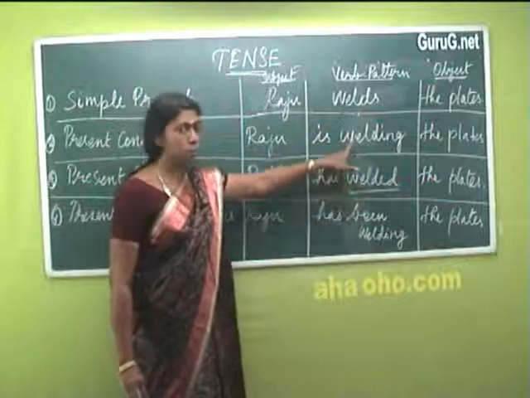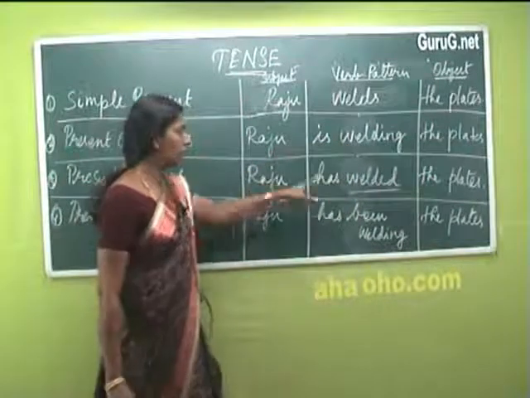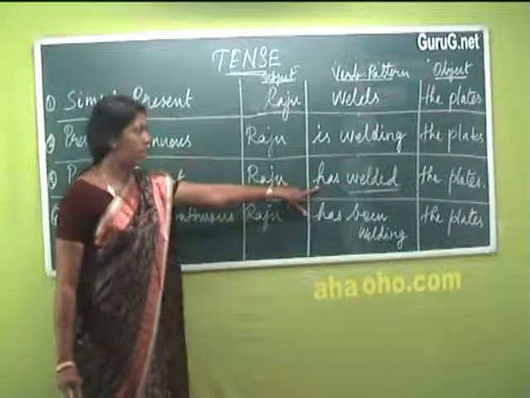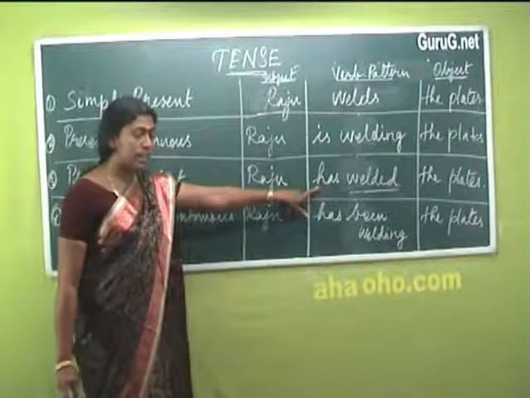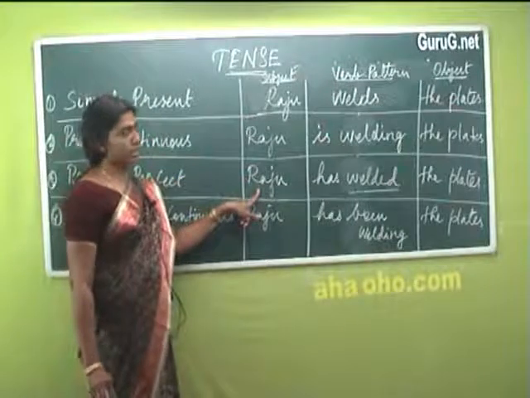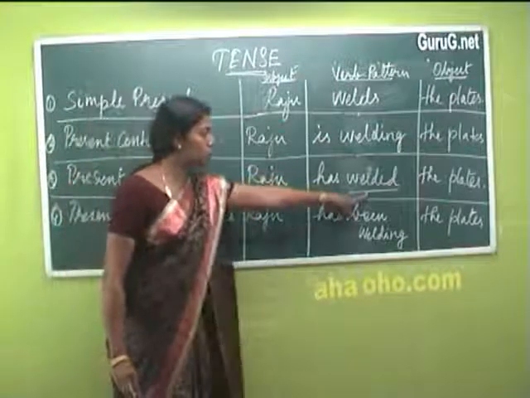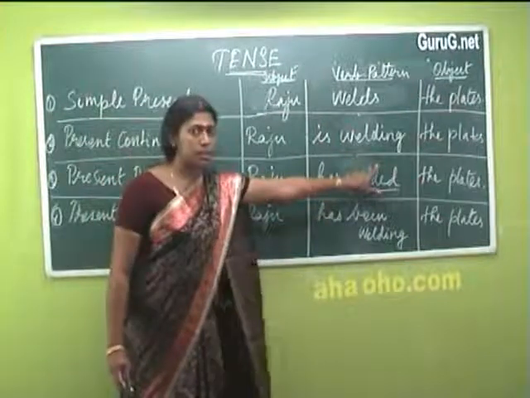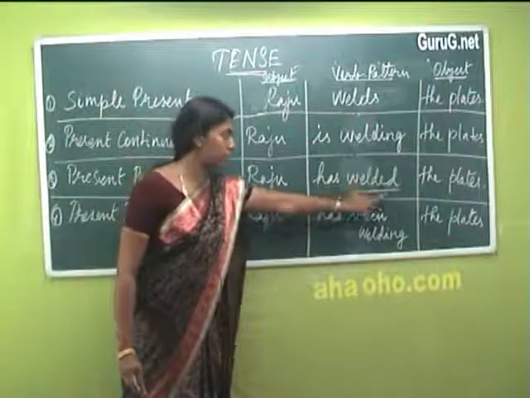These rules should not be forgotten. Raju has welded the plates. It is present tense, so I am using has. I am using has for one more reason. It is because of the third person singular subject. And welded is the root verb form because the perfect tense auxiliary always takes a past participle form. That's why it has become welded.